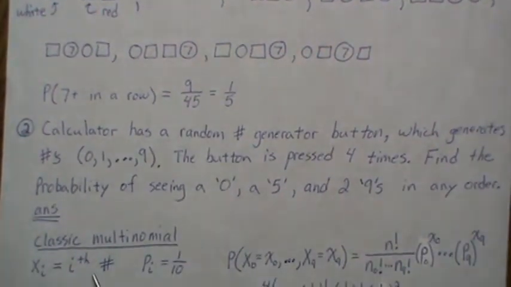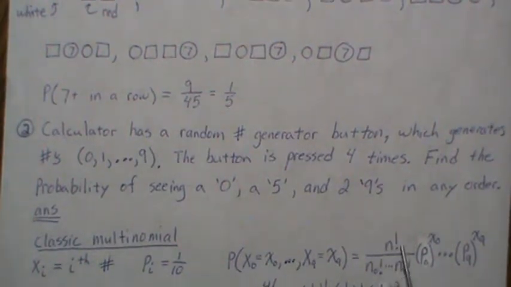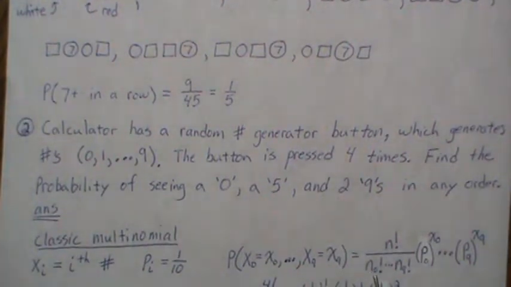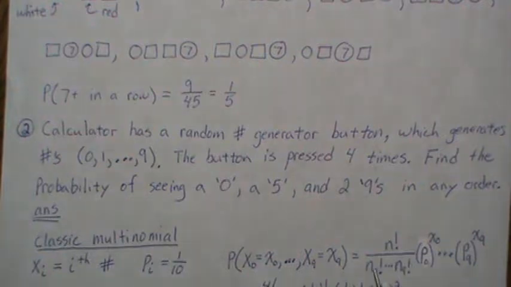We're going to let Xi be the number of the ith number, Pi be the probability of the ith number, and right, there's 10 numbers, they're all equally likely, so it's 1/10 for every number. And then this is the multinomial setting, so it's n factorial over X0 factorial, how many zeros we saw, through X9 factorial, how many 9s we saw, etc. Times the probability of seeing a 0, P0, raised to how many zeros we saw, through P9 to the X9.